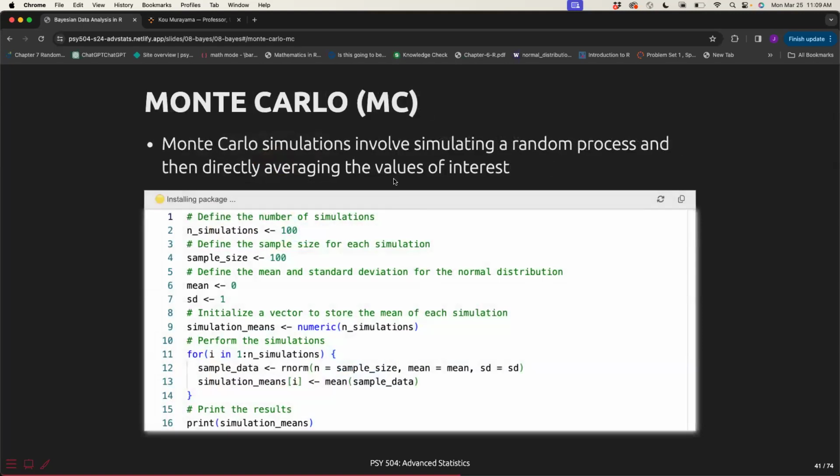The second part of MCMC is Monte Carlo simulation. We've talked about Monte Carlo simulation before, right? We have a known distribution and we sample from that distribution, and we usually take an average of those samples. That's what this code is highlighting, where I'm doing 100 simulations with a sample size of 100 with a mean of 0 and a standard deviation of 1. I'm using the rnorm function and performing these Monte Carlo simulations, taking 100 samples, getting the mean, and then doing it again and again. For some reason, I can't run this, but that's okay.